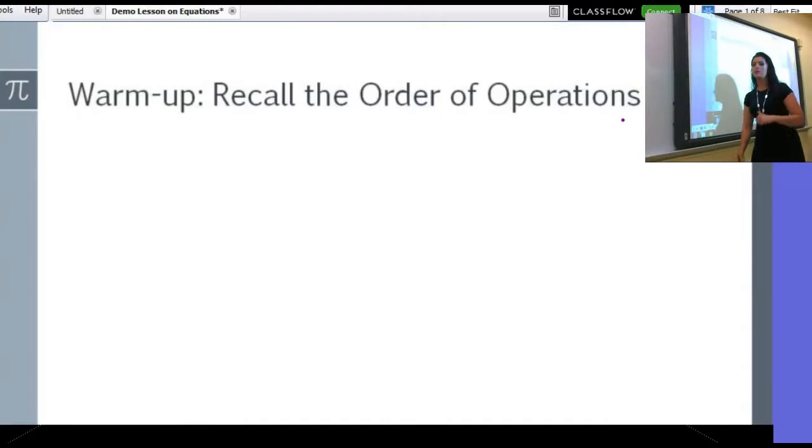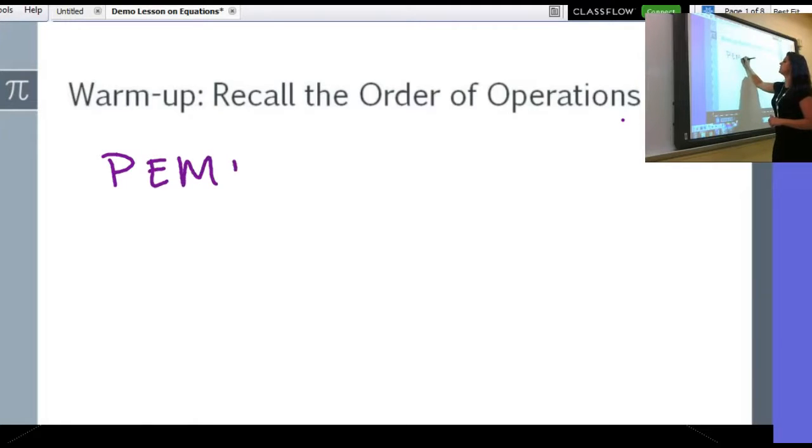All those order of operations. The order of operations are please excuse my dear Aunt Sally. We have PEMDAS. What we're going to do today is use those order of operations in reverse.